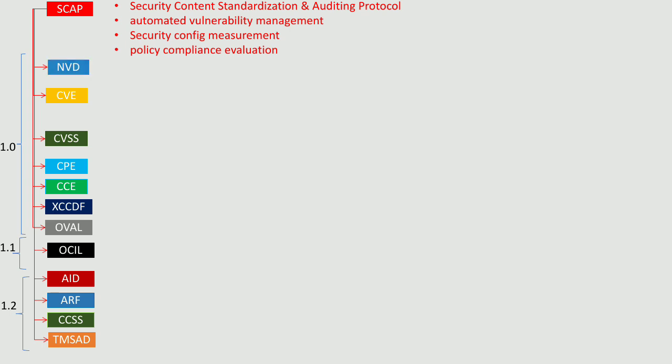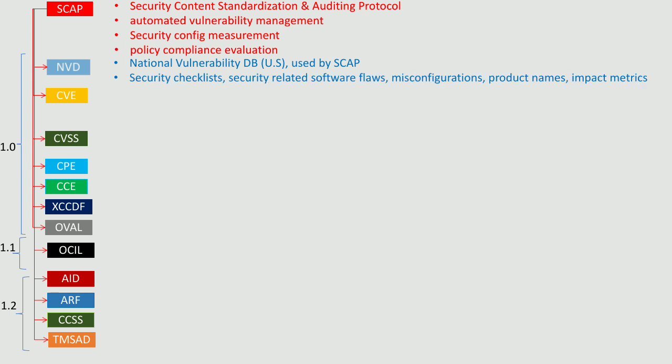Once we talk about National Vulnerability Database, it is basically the national vulnerability database of the United States government, and it is used by SCAP. This database contains the security checklists, security related software flaws and misconfigurations, product names, and the impact metrics with regards to misconfigurations and software flaws. This National Vulnerability Database uses the Common Vulnerability and Exposure and also the Common Vulnerability Scoring System.